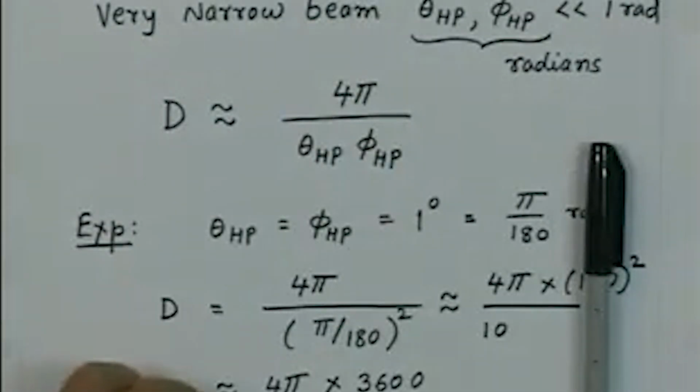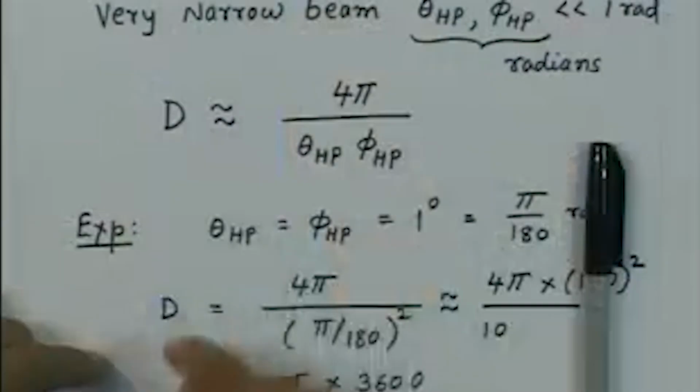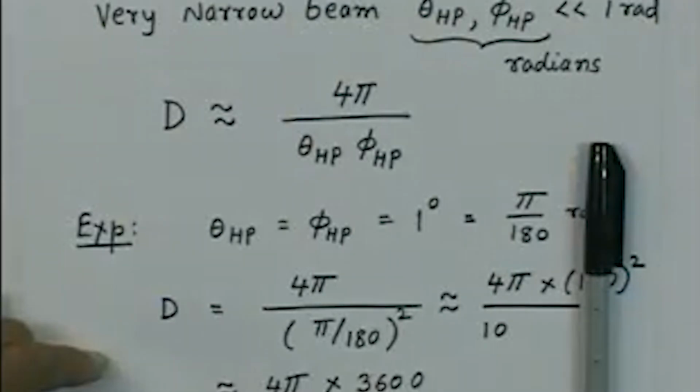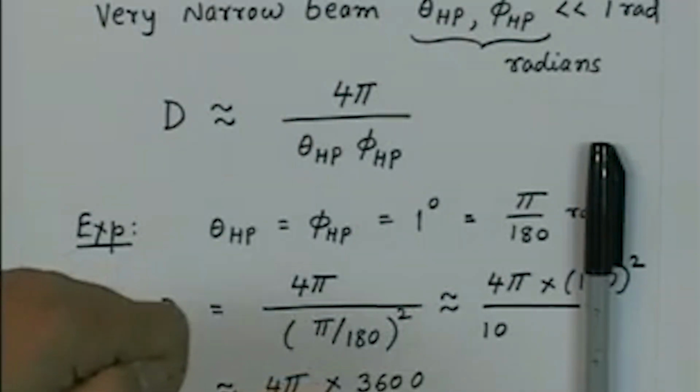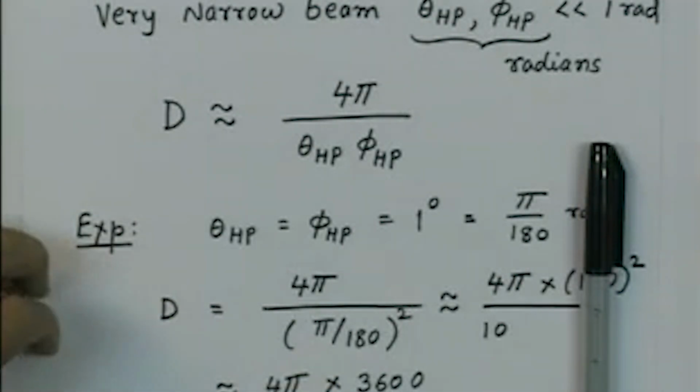So it is very important that when we talk about point-to-point communication like microwave link or satellite communication, we use antennas which are highly directive. That means their directivity is very, very large. By doing this, essentially we are reducing the power requirement of the communication link.